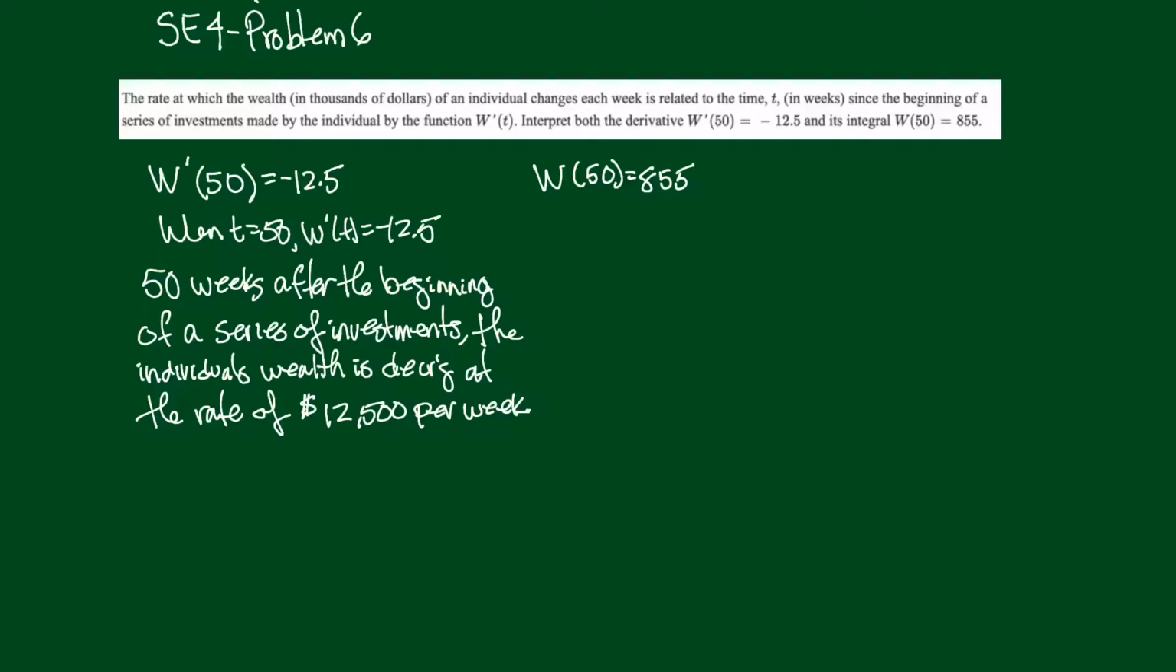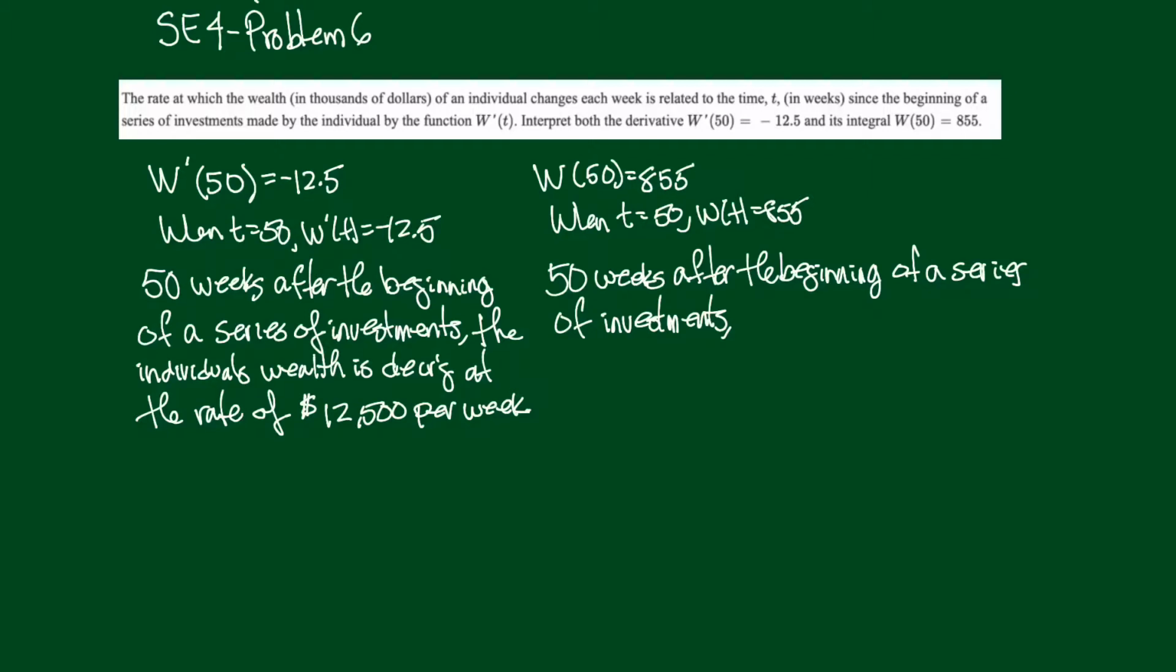And, you know, we know what that means. We could say this: when t equals 50, W of t equals 855. And that's how to read it. But here's what it means. We'll start it just like we started the last one here, but we'll say, right, when the input is 50, that's the number of weeks since the beginning of the investment. So 50 weeks after the beginning of a series of investments, what's happening?